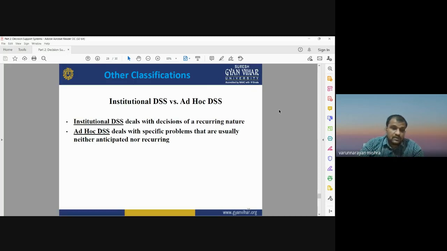If you have a most frequently occurring problem, you need to have an institutional DSS. Like a company having the same kind of problem, they have an institutional DSS. They can develop the DSS on the basis of their requirement. That is known as institutional DSS, which deals with decisions of a recurring nature. It means if the same problem needs to be solved many times, it is known as institutional DSS. And ad hoc DSS deals with specific problems that are usually neither anticipated nor recurring.